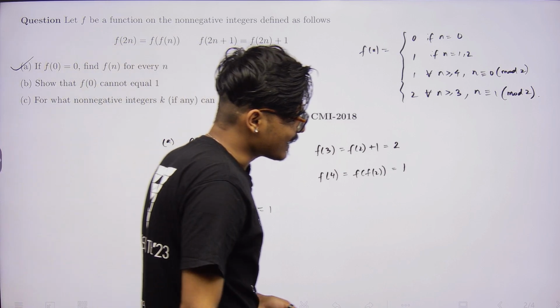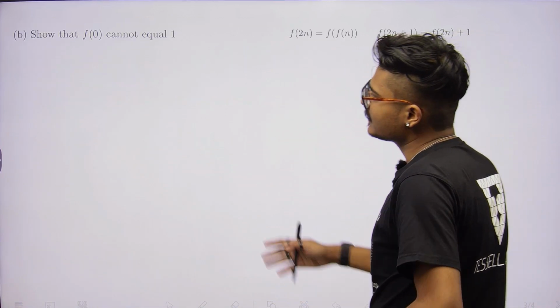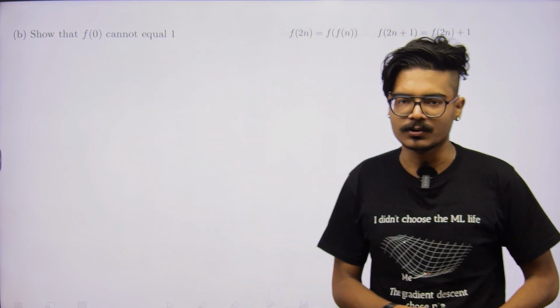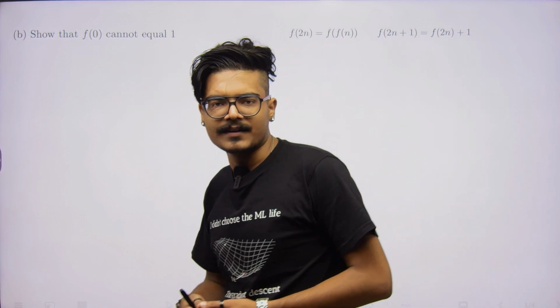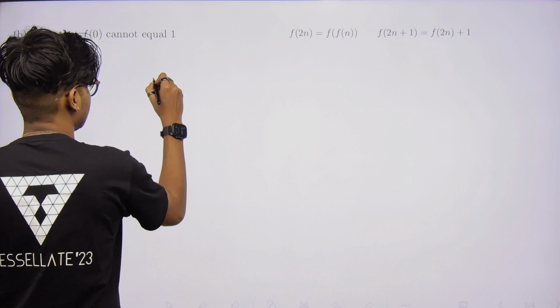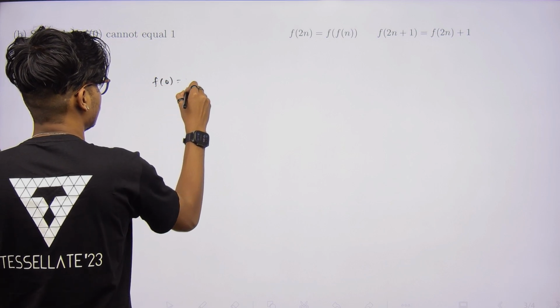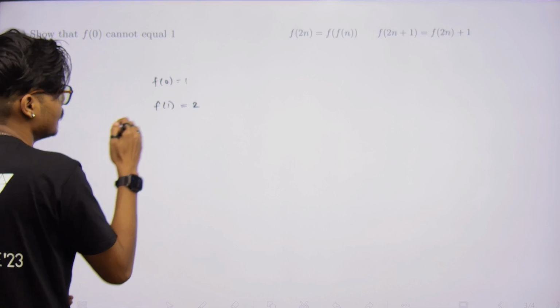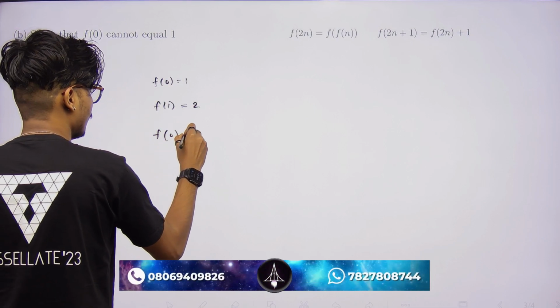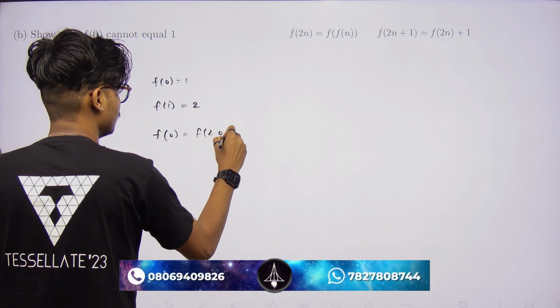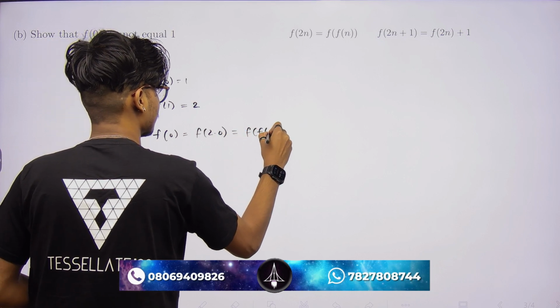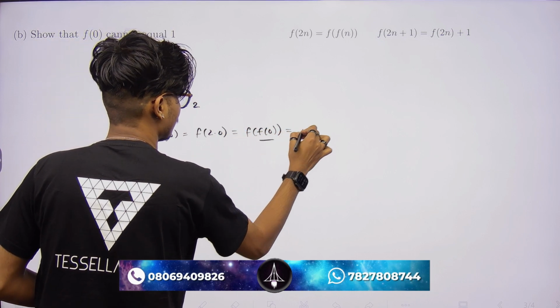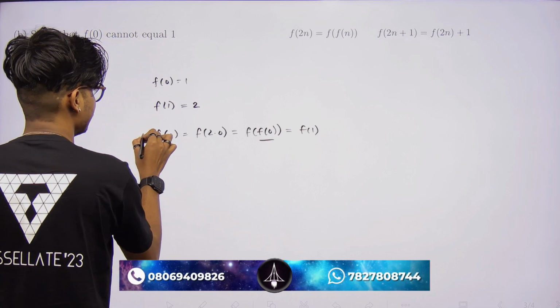Now coming to the second part. The second part is, show that f of 0 cannot be equal to 1. Let's start off by assuming that f of 0 is actually 1. So if f of 0 is 1, then f of 1 turns out to be 2, right? Now f of 0 can also be written as f of 2 times 0, which is f of 0, right? Which is 1, so this is the value of f of 1, and this value is 1.